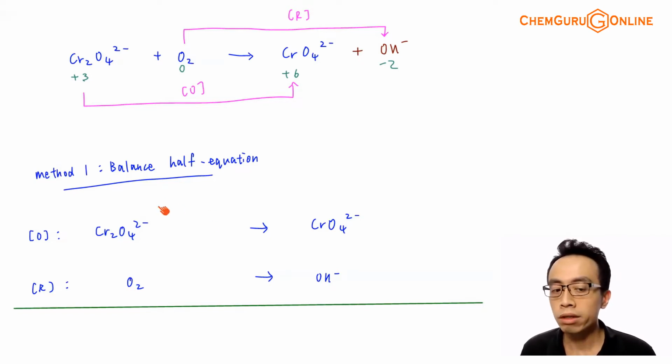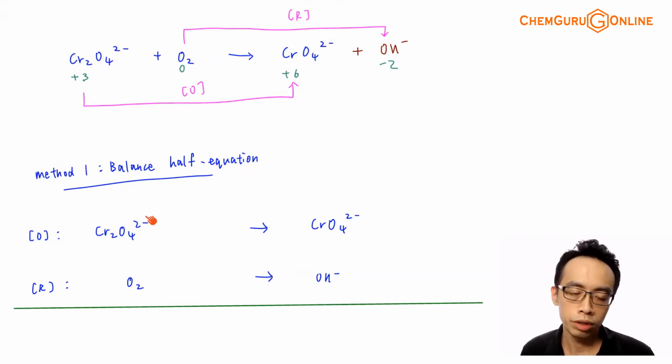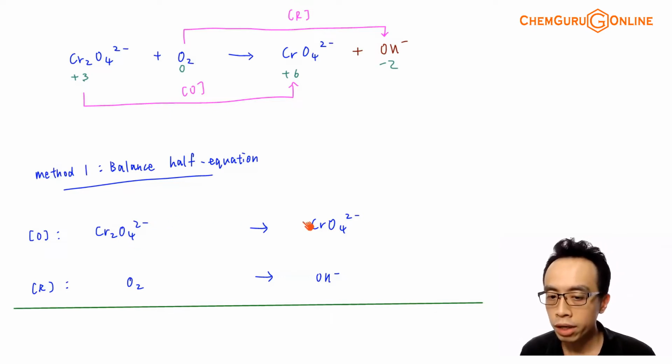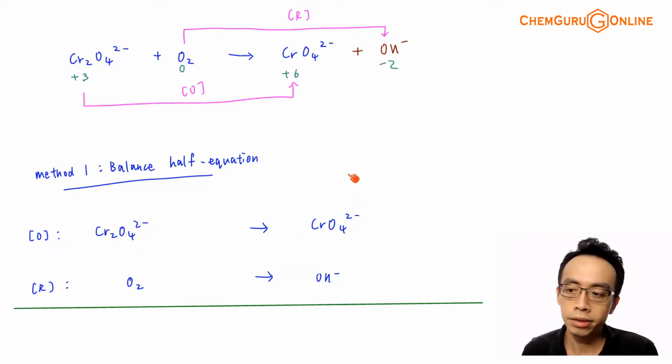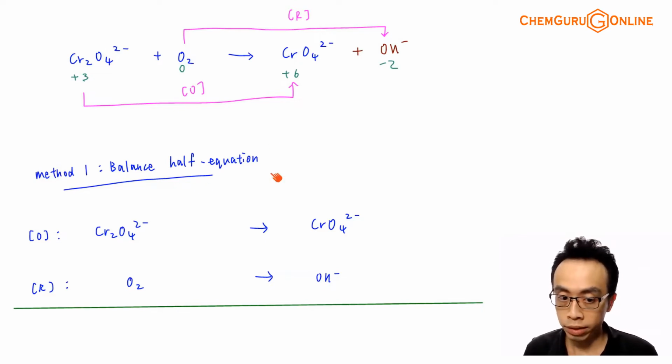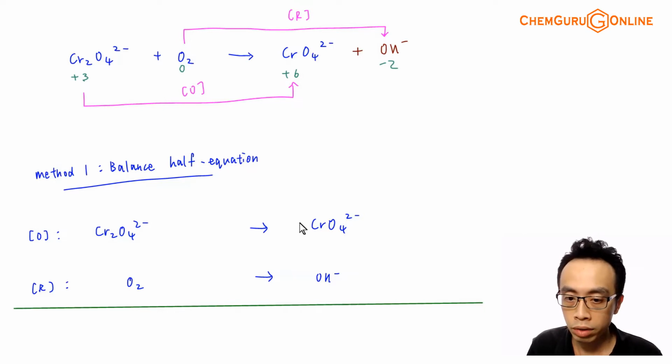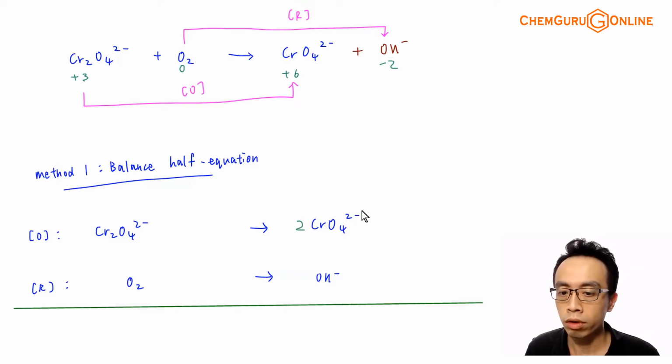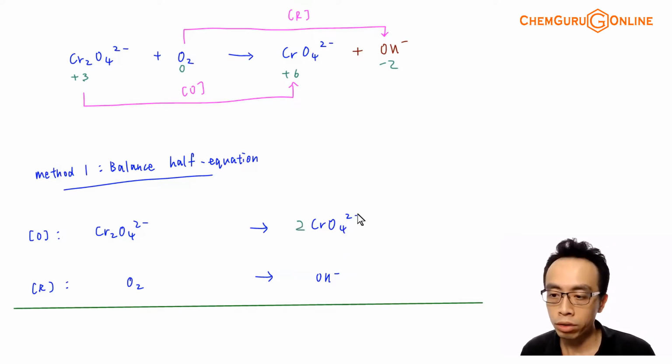Alright, so let us settle the first oxidation half equation involving Cr2O4 2- to CrO4 2-. First species that we will balance will be the element, so I have to balance chromium. There are 2 chromium on the left hand side, I need 2 chromium on the right hand side. So I will need 2 CrO4 2- to balance chromium.